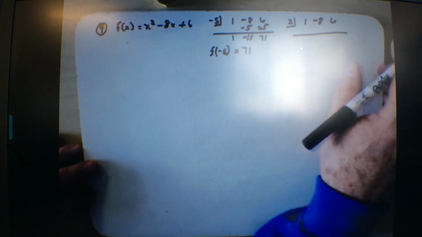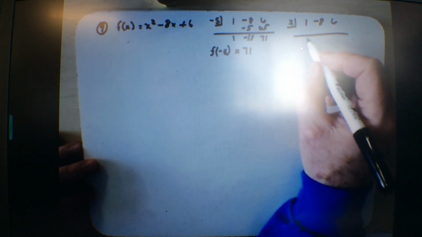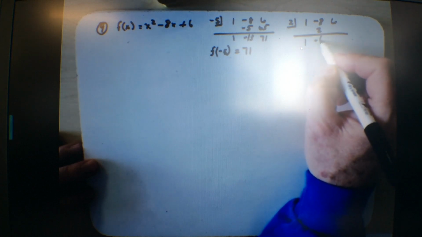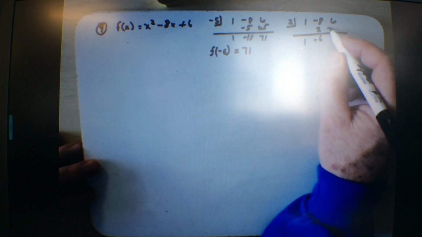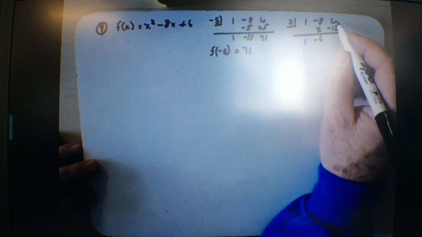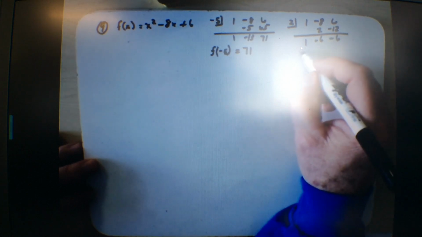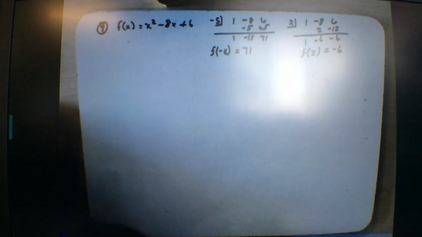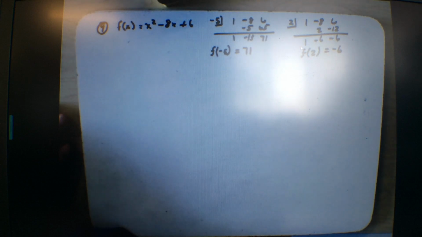Alright. So bring the 1 down. 2, and I get -6. -6 times that is -12. And you add 6, you get -6. So f of 2 is what? -6. Okay. Do we get that?